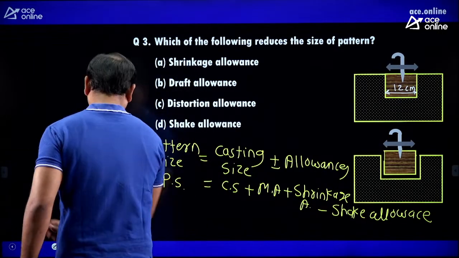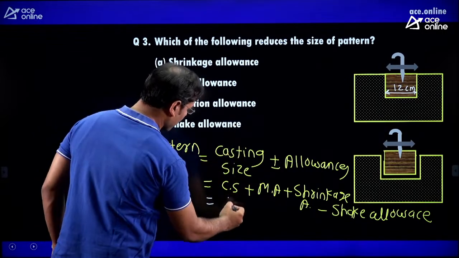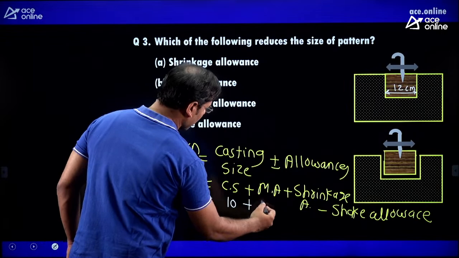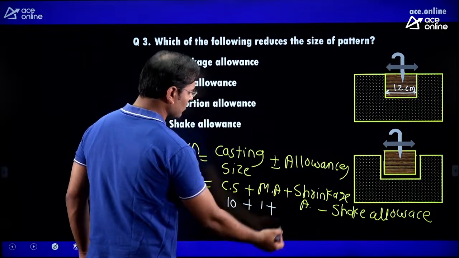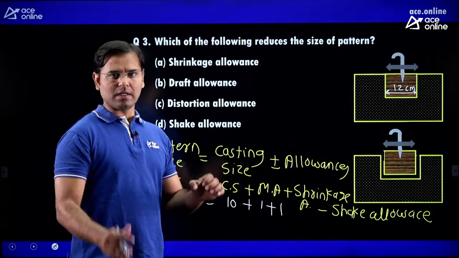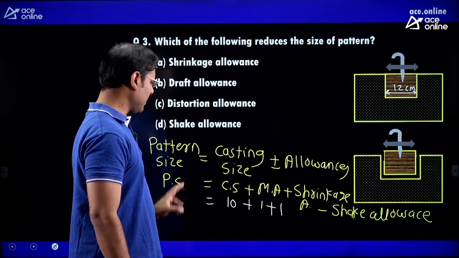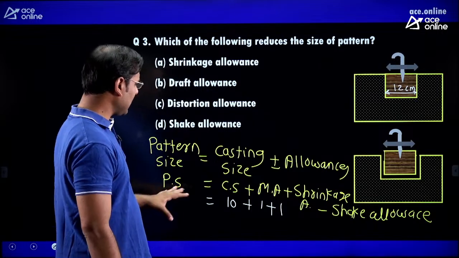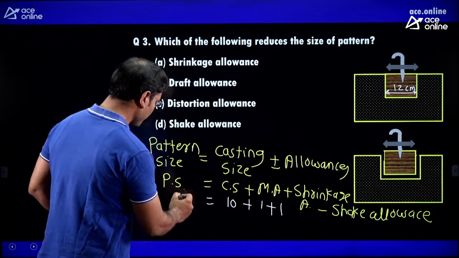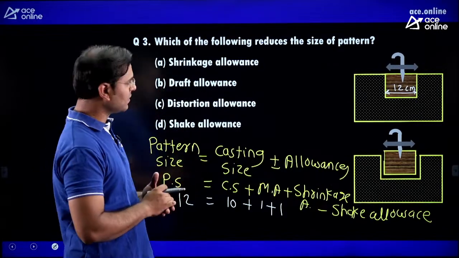Here I can tell how the pattern size is 12 centimeter. The casting size is 10. I considered machining allowance 1, shrinkage allowance 1. Why am I taking those values? For understanding purposes only. Then the pattern size is 12. Now, we have taken the pattern size as 12, but what is the problem with pattern size 12? The shake allowance.